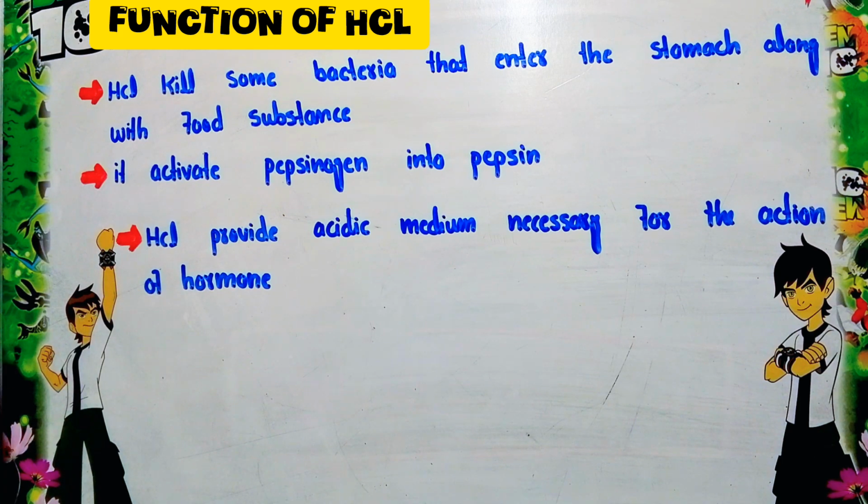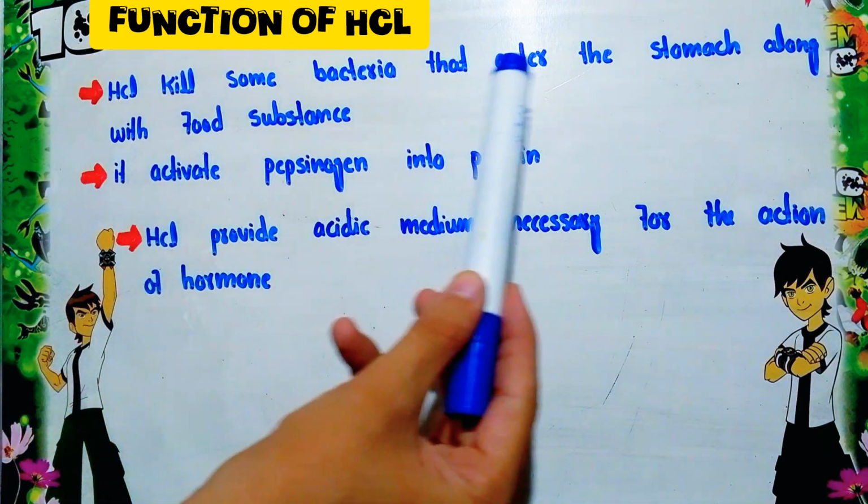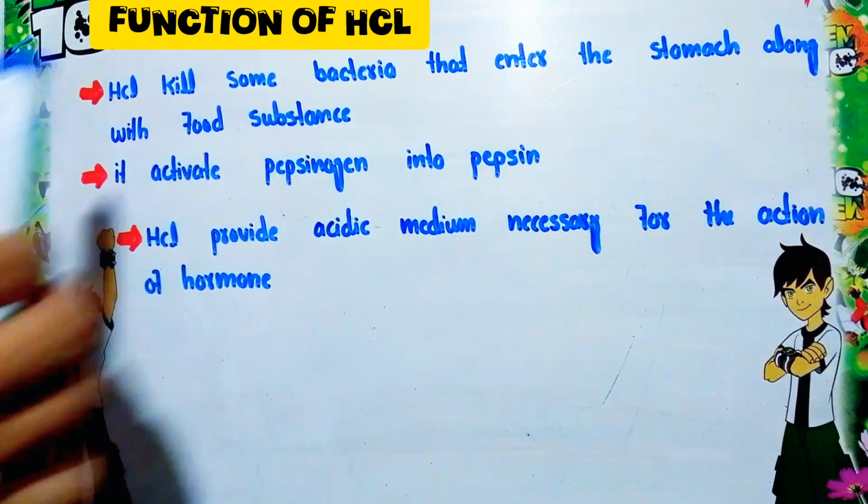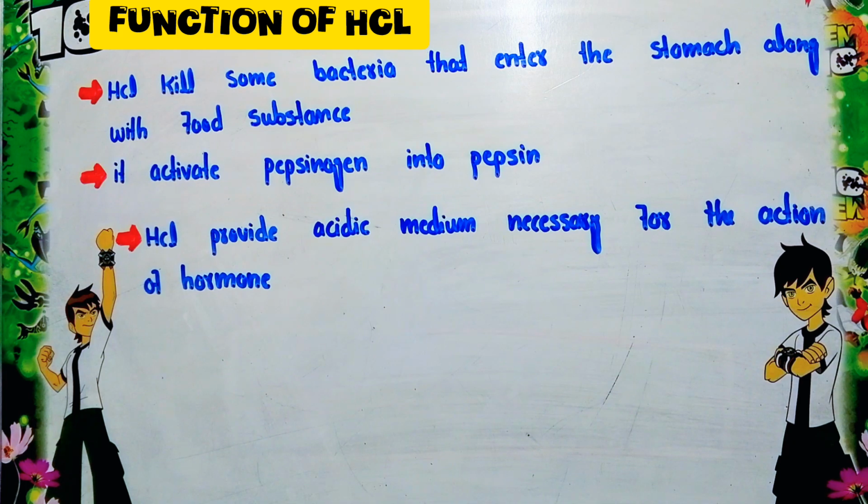The first one is that HCl kills some bacteria that enter the stomach along with the food substance. As we know, when food comes down the esophagus through the cardiac sphincter, it enters the stomach. This food substance contains some bacteria, and these bacteria are killed by the hydrochloric acid. So this is the first function of hydrochloric acid: it kills some bacteria that enter the stomach.